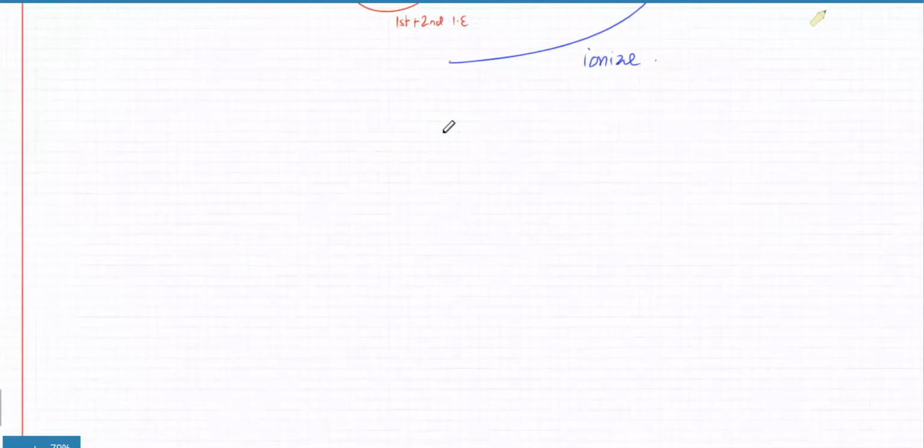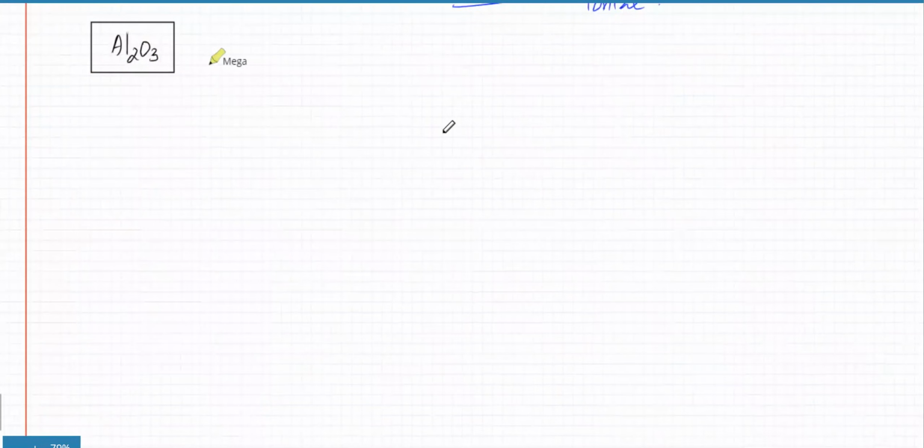So I'm going to draw another Born-Haber cycle. Let's draw it for another ionic compound. Let's do it for aluminium oxide. Now the moles are going to be very different in aluminium oxide.